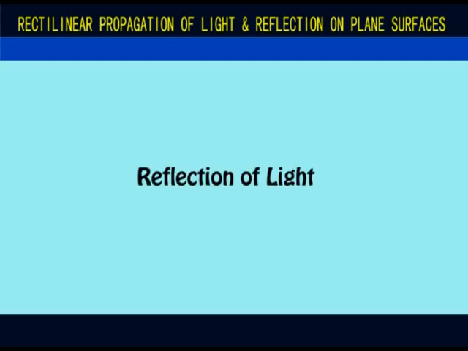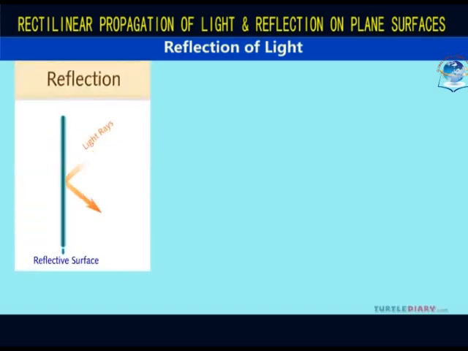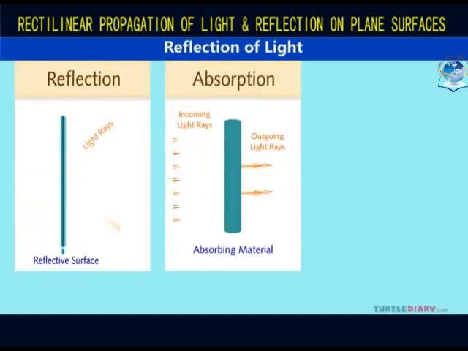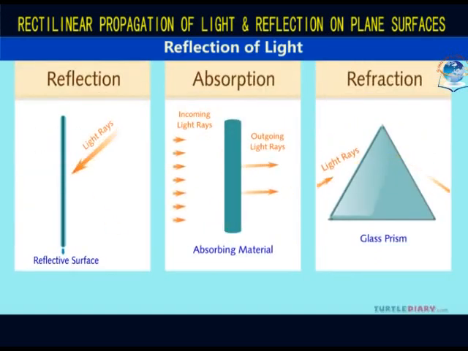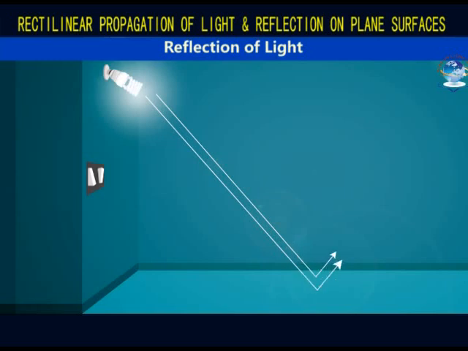Next, we look at the reflection of light. Now, when light falls on a surface, it is either reflected, absorbed, or refracted. In this chapter, we are interested in reflection. This is the bouncing off of light from a surface.